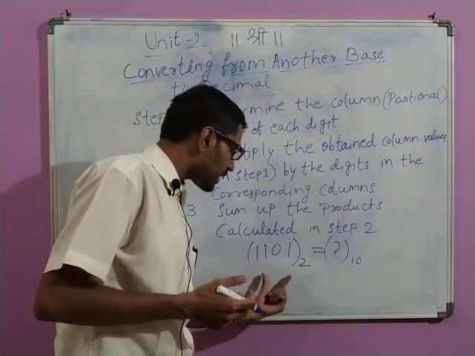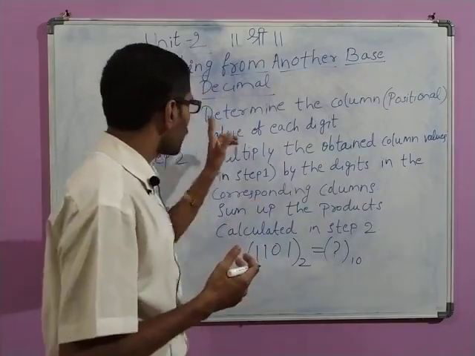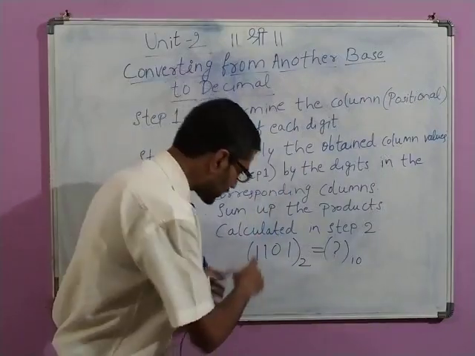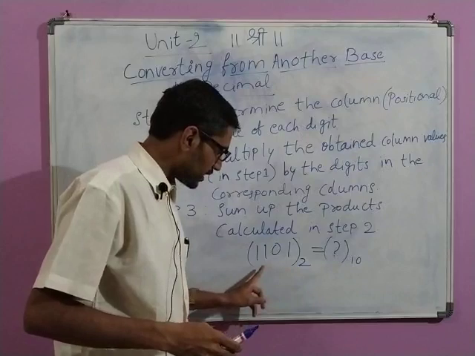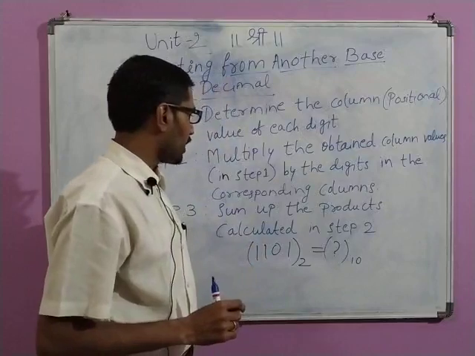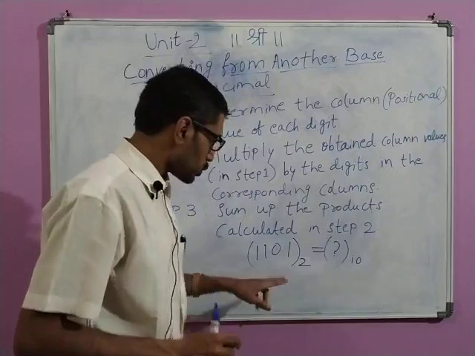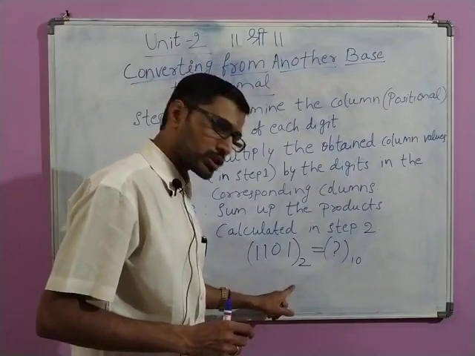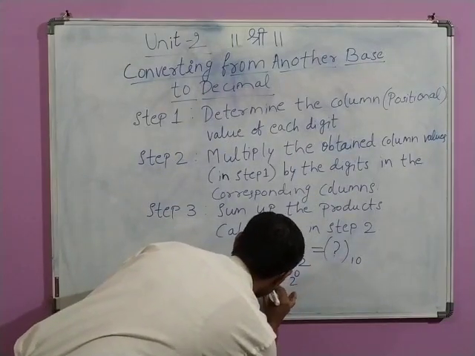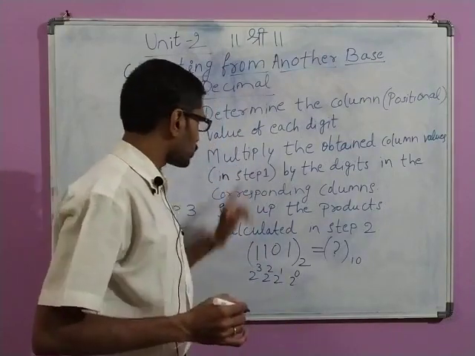If I have a number in octal, it will be 8 raised to 0, 8 raised to 1, 8 raised to 2 and so on. So first we determine the column value of each digit. These are the columns, or the different digits. After finding them, multiply the obtained column values in step 1 by the digits in the corresponding columns. For this example, the column values, or positional values, are 2 raised to 0, 2 raised to 1, 2 raised to 2, 2 raised to 3.